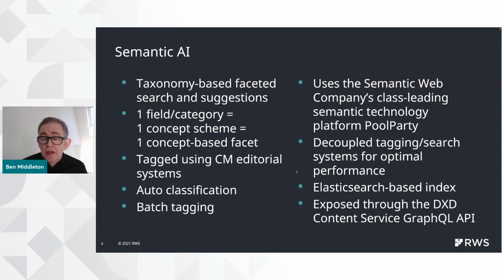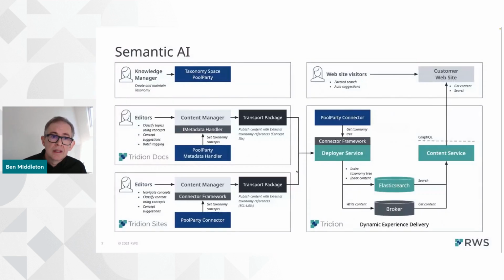And then finally, we expose all of this through the Dynamic Experience Delivery Platform's content service, in particular our GraphQL API. So this diagram, which you may have seen before, just gives you an overview of how our semantic AI is sort of wired together under the hood.